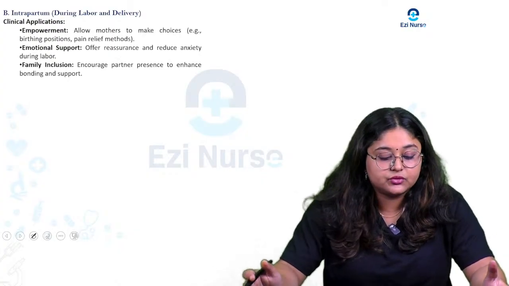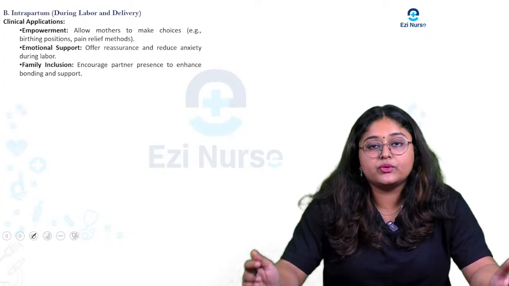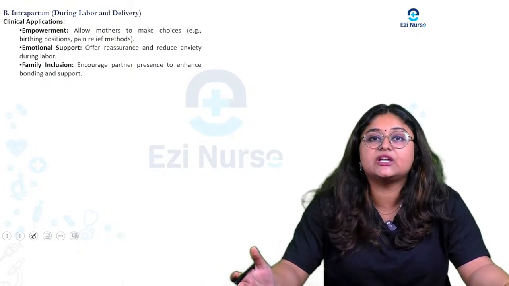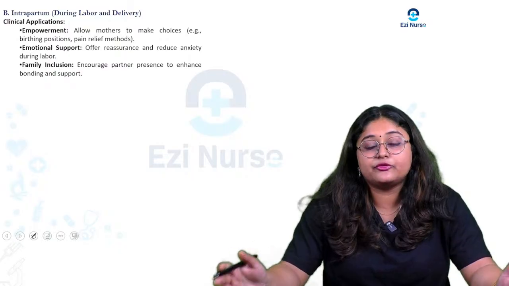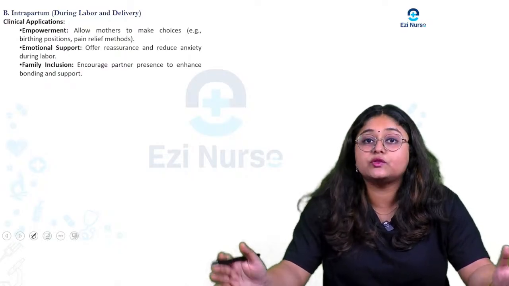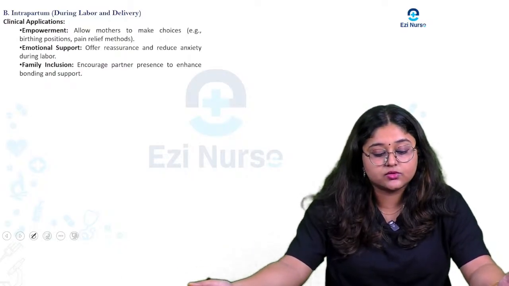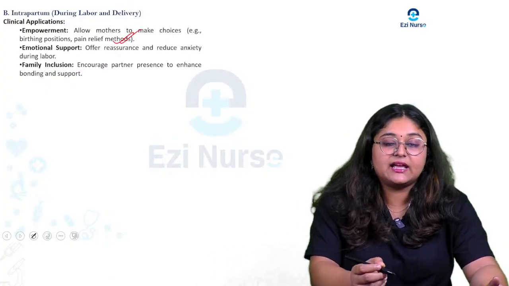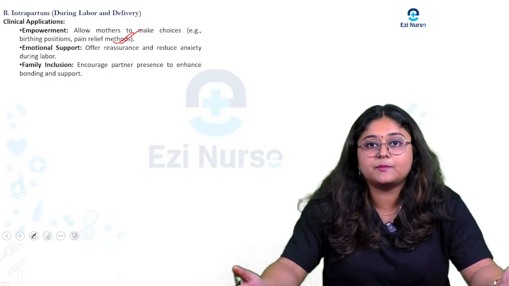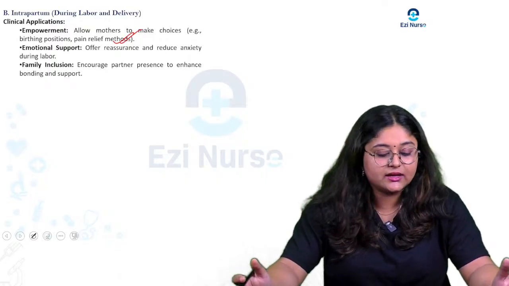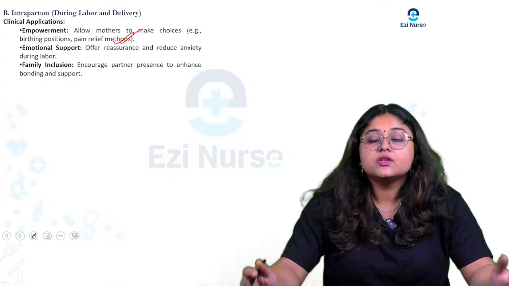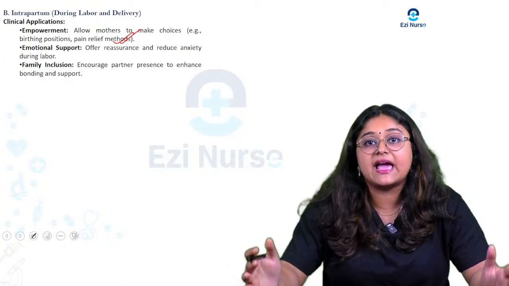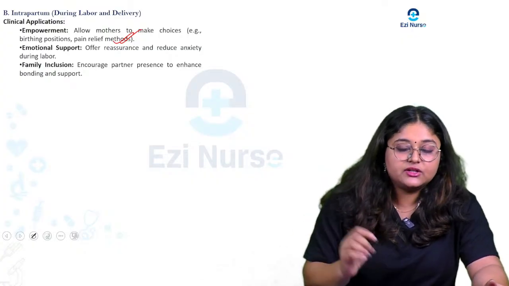What do we have to do as empowerment? We have to allow mothers to make choices, like birthing options. Sometimes the mother fears a normal vaginal delivery, so she has the right to choose an LSCS also. Next is pain relief methods, like inhalation masks as well as sedatives, etc. Now come to emotional support. As a nurse we have to offer reassurance and try to reduce the anxiety level of the mother during labor.